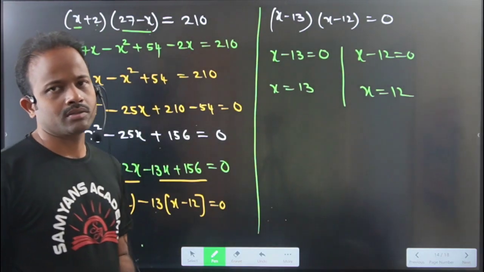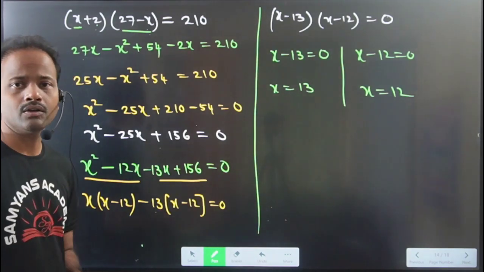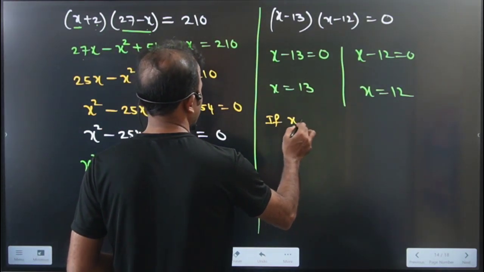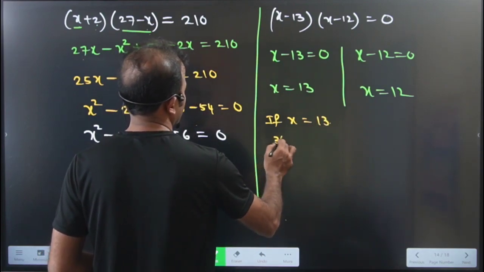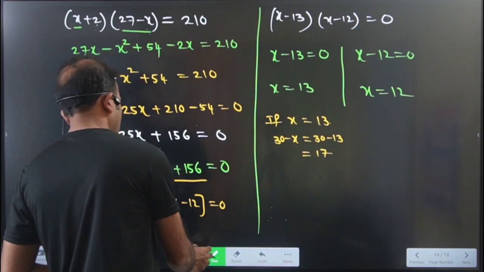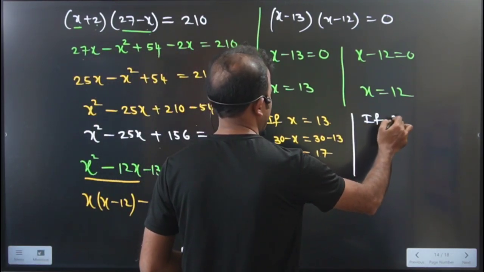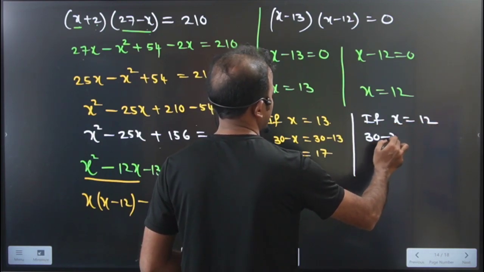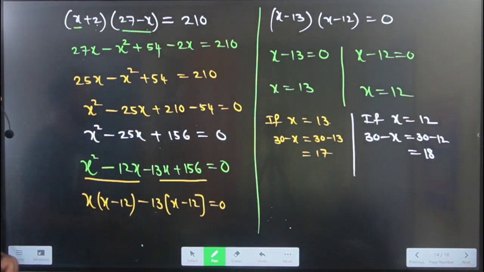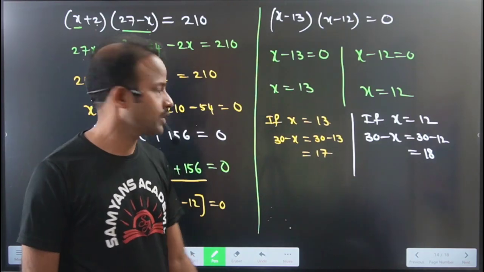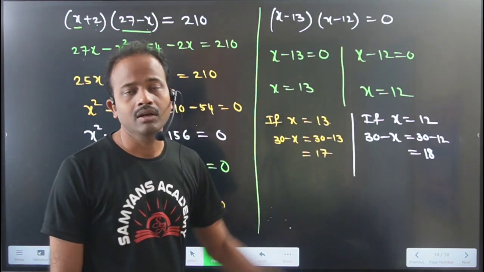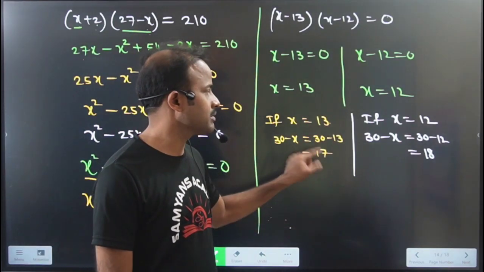So the marks in maths could be 13 or 12; you can take either. If x equals 13, then her marks in English are 30 minus 13, which is 17. If x is 12, then her English marks are 30 minus 12, which is 18. If x equals 13, maths marks are 13 and English marks are 17. Adding these two numbers should again give 30. Check: 13 plus 17 is 30, right?